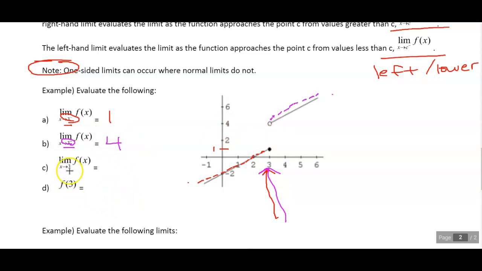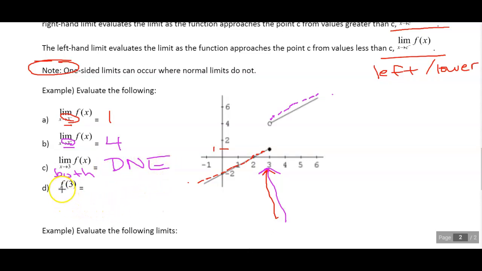Now, for my double-sided limit, or just my limit as x approaches 3, you have to check both sides and see if they agree. Well, they aren't the same number, so that's when the limit does not exist. We can't have more than one answer, so that's also your clue.